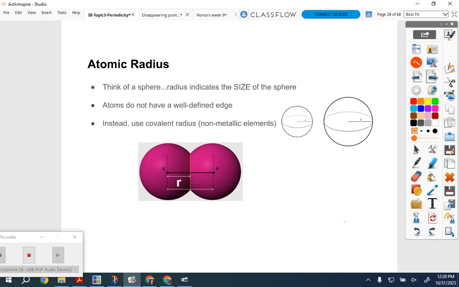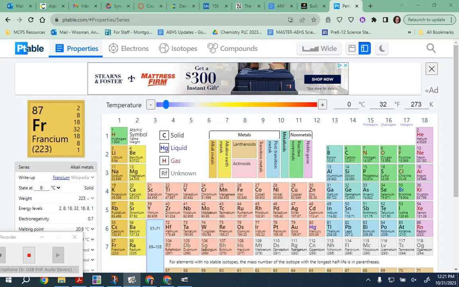One of the ways that we can get around this is by looking at what we call the covalent radius. For nonmetal elements, we can basically stick two atoms together of the same element and look at the distance between the nuclei, which we can measure pretty easily, and call that the atomic radius. It's obviously not perfect. There are a lot of other ways that we can look at this or calculate it.